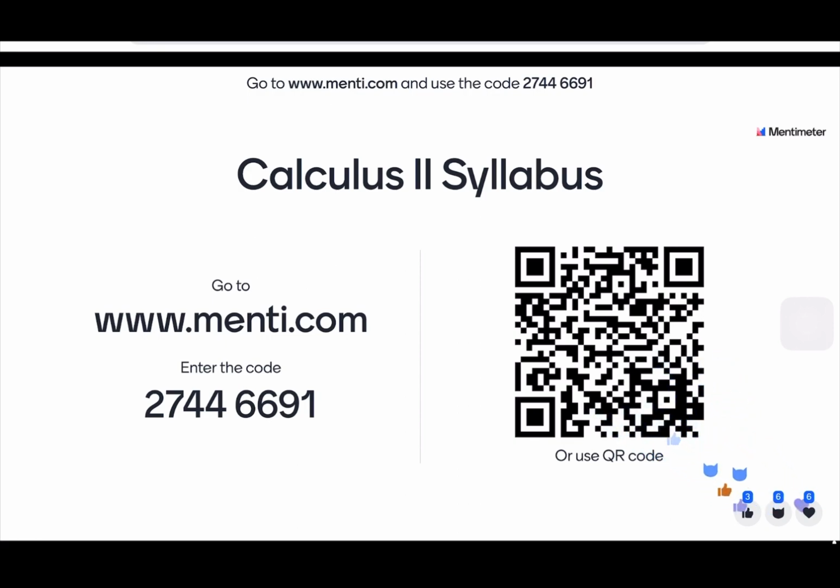So the first class is supposed to be the introductions. I will explain a little bit about the syllabus. If you have your smartphone, you can scan the QR code, and you will see the same presentation as I have in front of you.